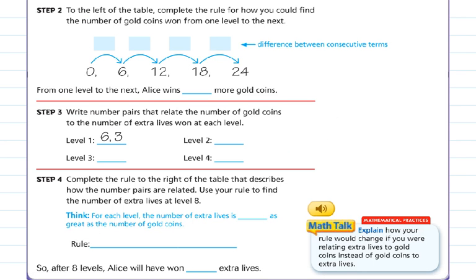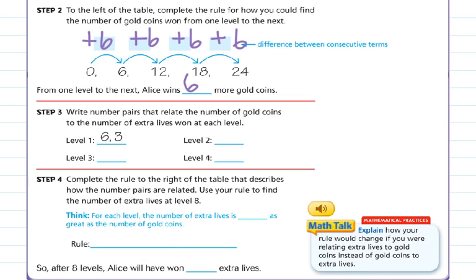Step 2. It says, to the left of the table, complete the rule for how you find the number of gold coins. Well, we know that each level she adds 6, so the rule is going to be to add 6. And if you want to do inverse operations to work it out, 24 minus 6 is 18, 18 minus 6 is 12, 12 minus 6 is 6, 6 minus 6 is 0. So from one level to the next, Alice wins 6 more gold coins.